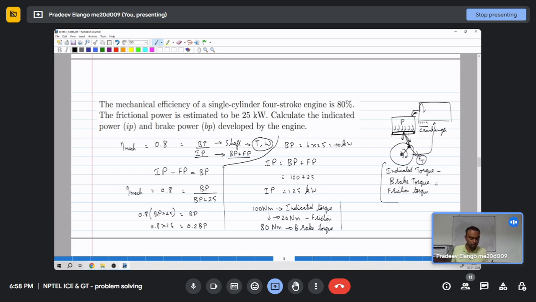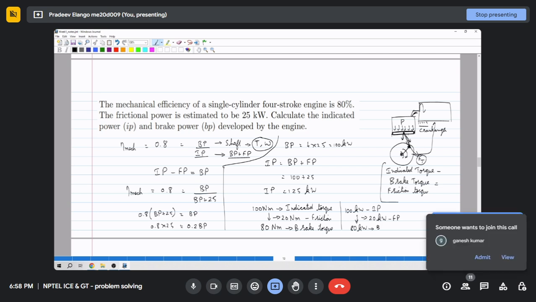If you have the speed, then it can be the same. So 100 kilowatt indicated power, then some 20 kilowatt is lost in friction power, then the remaining 80 kilowatt can be felt as brake power.